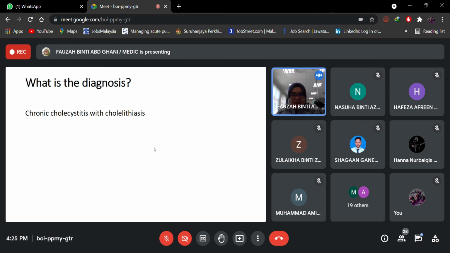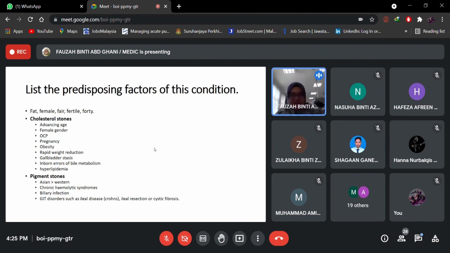Okay, tak apa. So these are the other predisposing factors lah. So mention about fat, female, fertile, 40, satu lagi, sorry, the 5F, satu lagi fair. Fair ni they're referring to Caucasians lah. Okay, alright. So the cholesterol stone: advancing age or 40 tu kira dah macam mid age lah. Maknanya dia bukannya young. So dia dah 40s and above. Okay, female gender. So on pregnancy, so this refers to the fertility.